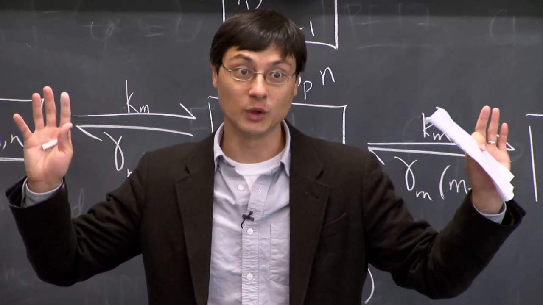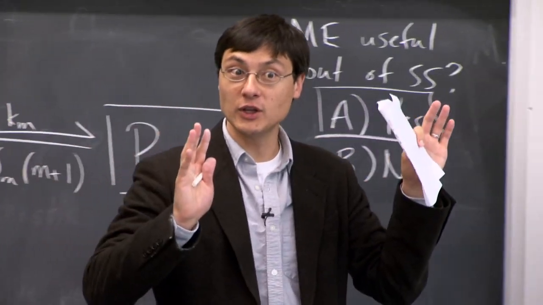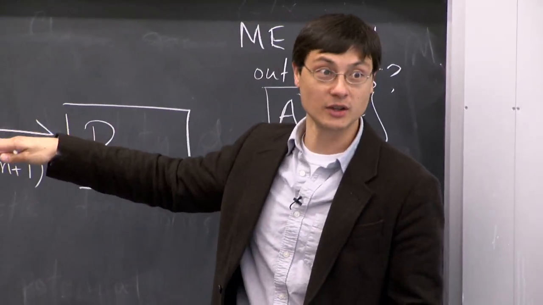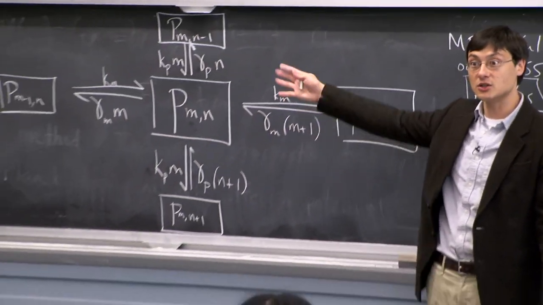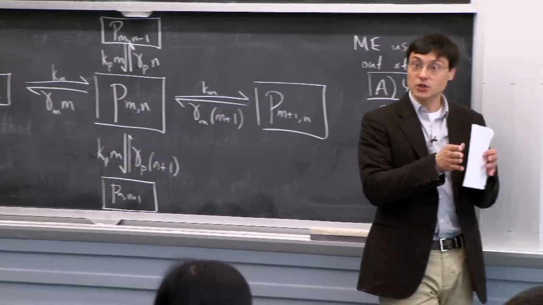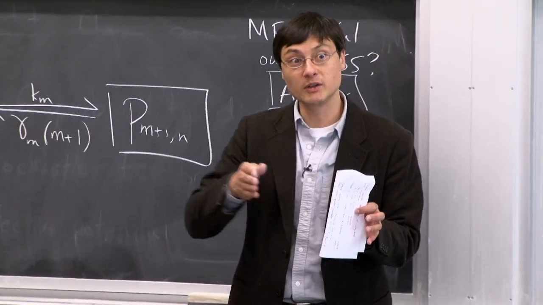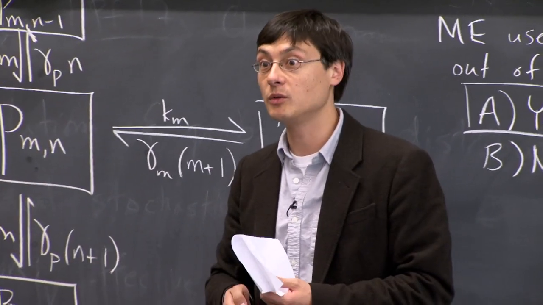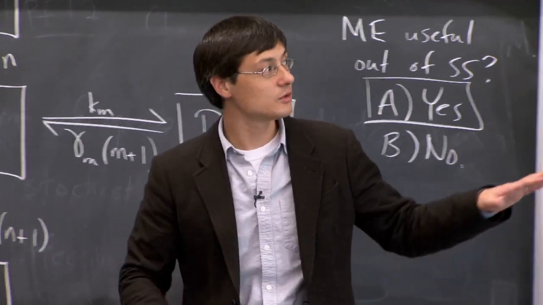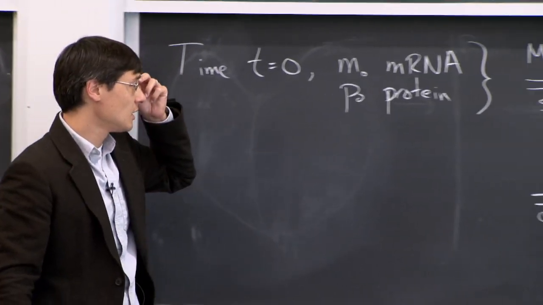Now, if you let that run forever, then you come to some equilibrium steady state, and that's a very interesting quantity, the steady state distribution of these probabilities. But you can actually calculate, from any initial distribution of probabilities, evolving to any later time t, what the probability would be later. Okay.